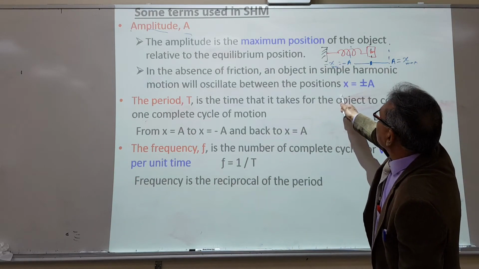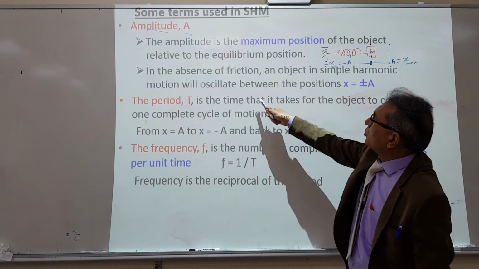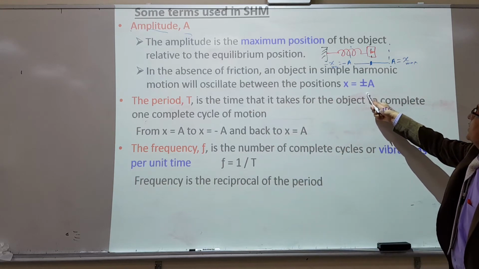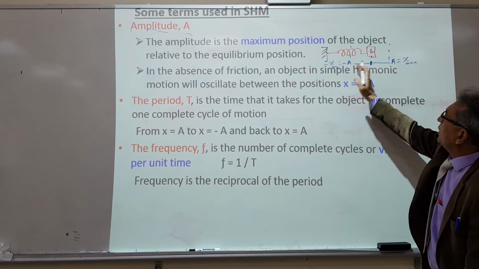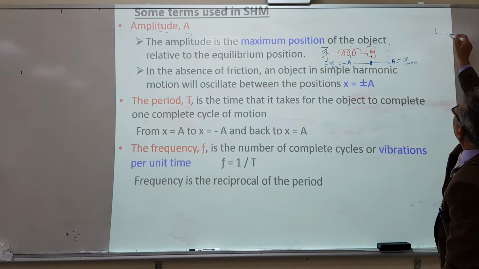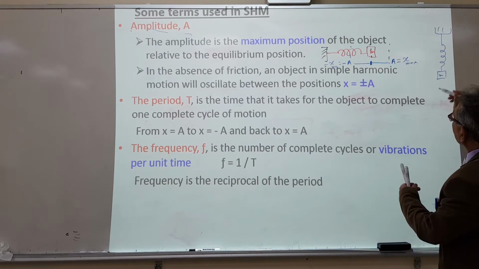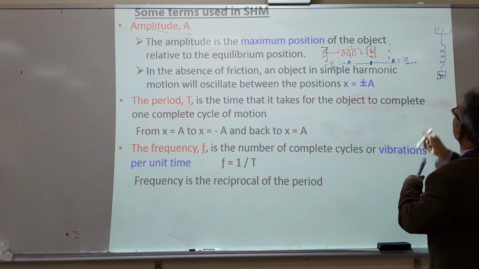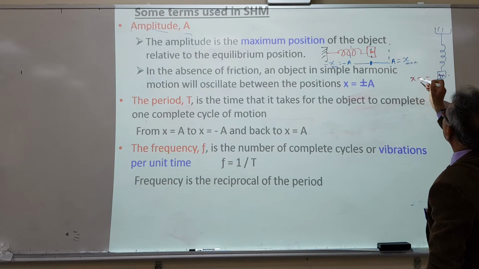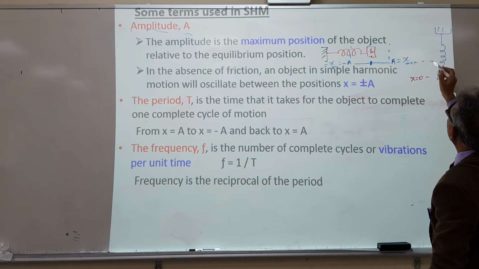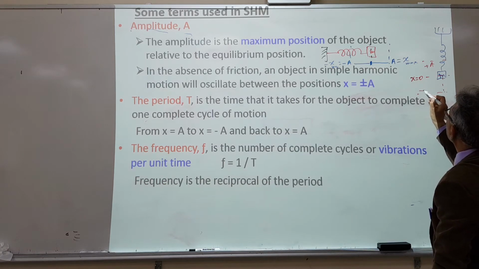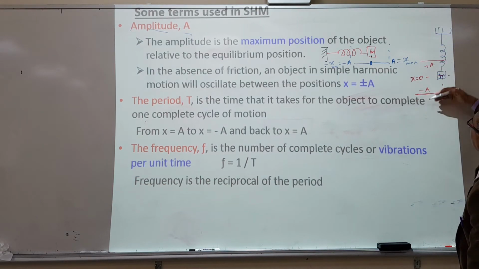Now, an object in simple harmonic motion will oscillate between the positions X equal to plus A and minus A. It will be moving like this. Similarly, if you have a vertical mass spring system, it will be doing the same thing. This is X equal to 0, this is X equal to plus A, and this is X equal to minus A. So it will be oscillating like this.